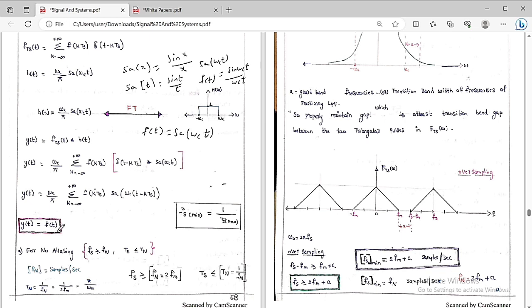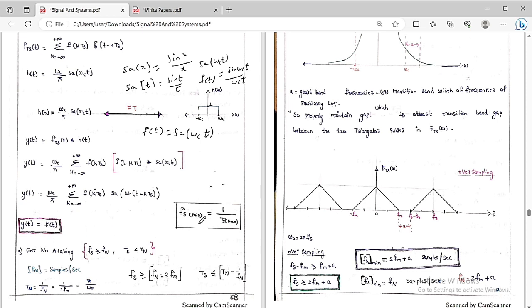So what is the scaled version? You have to multiply by Ts. The scaling factor, I already told you, is the multiplying factor. Actually it will be like this: f of t by Ts we are going to get. So you have to multiply by Ts in order to get this one. So this is the thing that we are going to get.